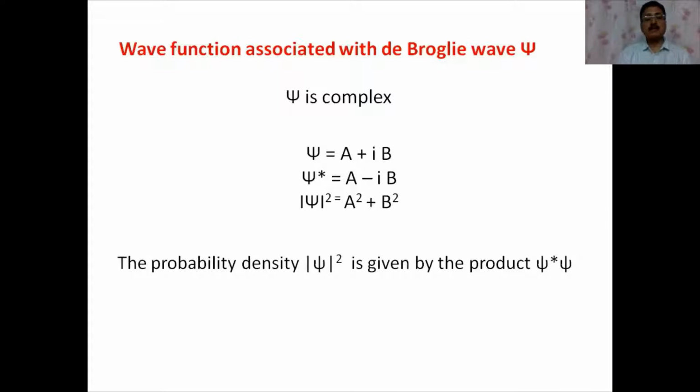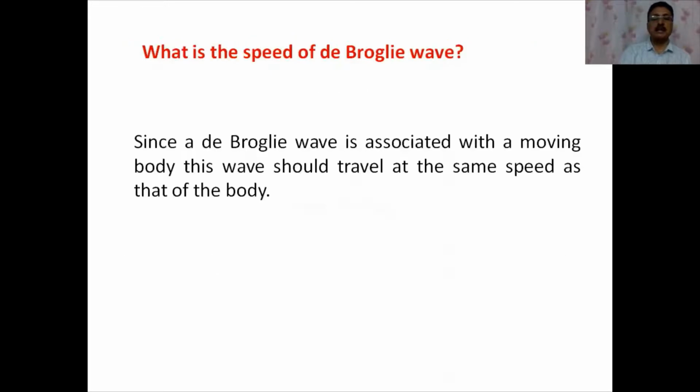Now this mod psi square, we will see later, is defined as a probability density and is given by the product of the complex conjugate of psi, that is psi star, and psi. The next question that arises is, if this wave is associated with the moving particle, then what is the speed of the de Broglie wave? Now our common sense will tell us that since the de Broglie wave is associated with a moving body, this wave should travel at the same speed as that of the body.